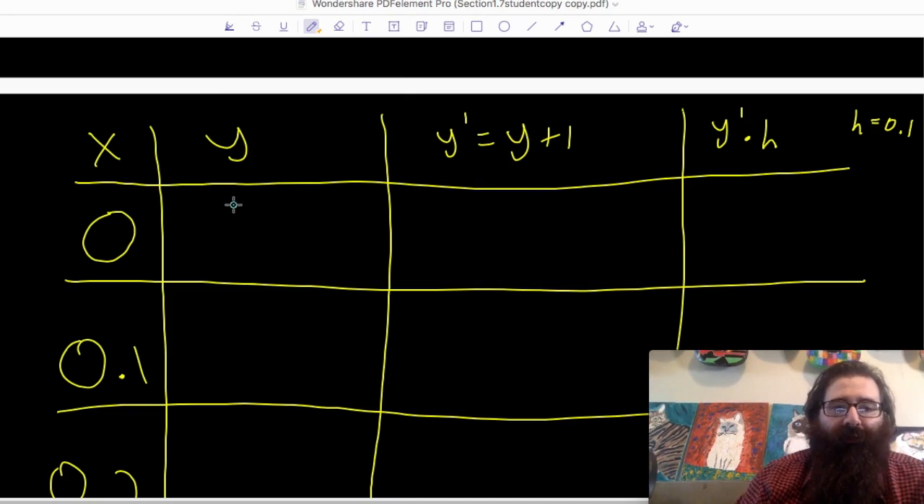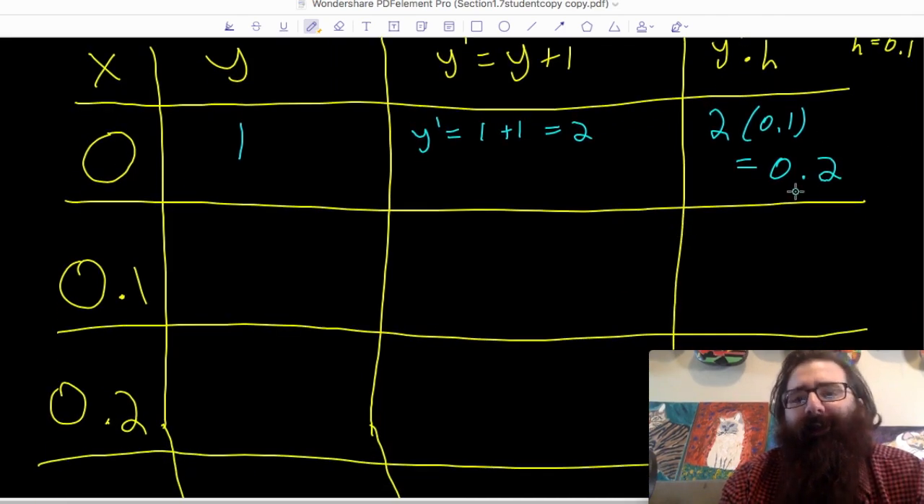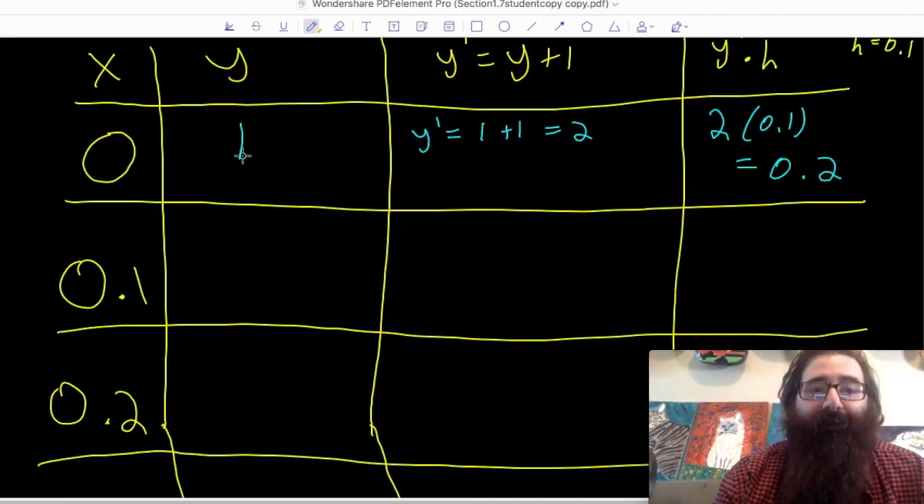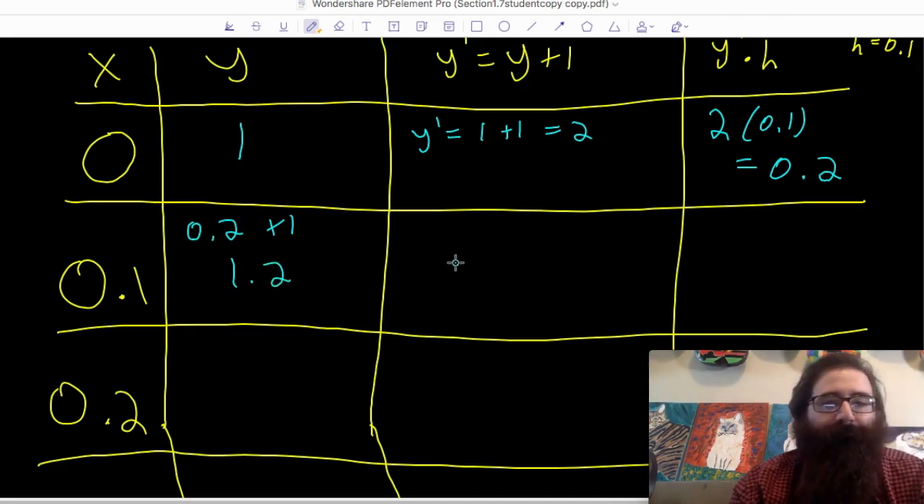X is 0, y is 1. And I plug into my differential equation, plugging into really the right-hand side of it, but we'd say y prime is equal to y plus 1, which is 1 plus 1, which is 2. And I take that value into the next cell, I multiply by h. So 2 times 0.1, it's going to give me 0.2. Now I want to take this value and add it to the current y value. So I take that 0.2 that I just got and I have to add it to 1, and that's going to give me 1.2. So here I get 1.2 to start.